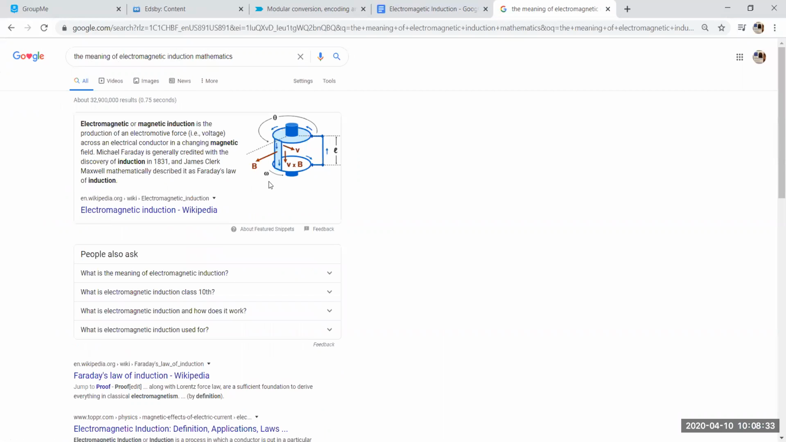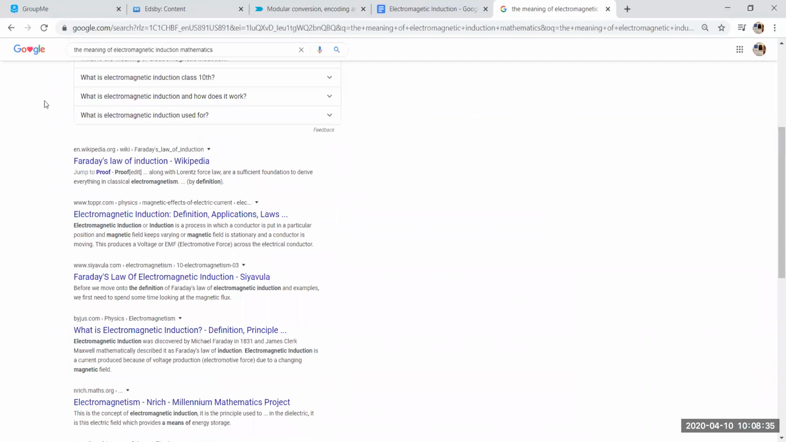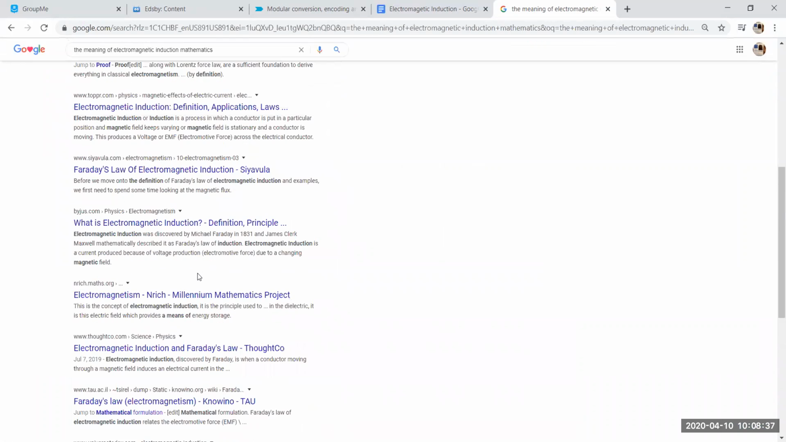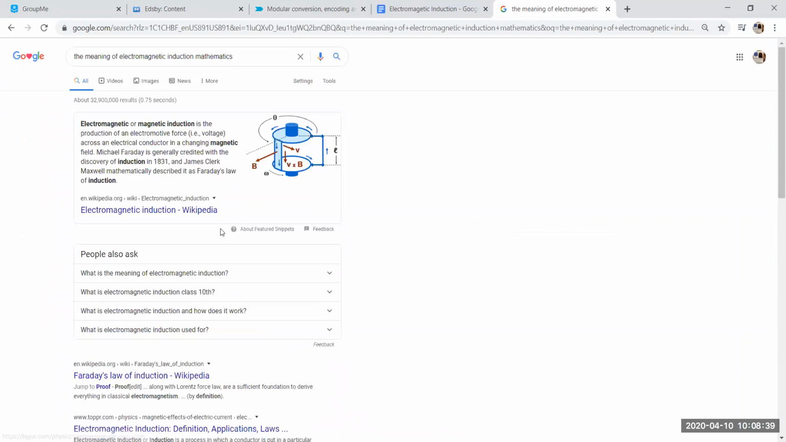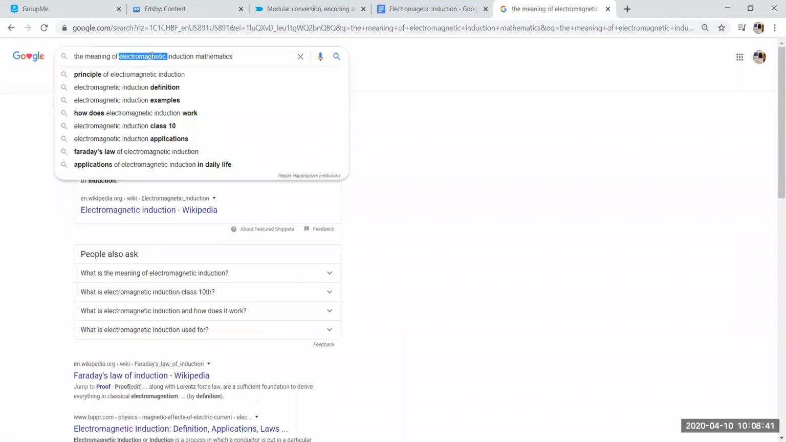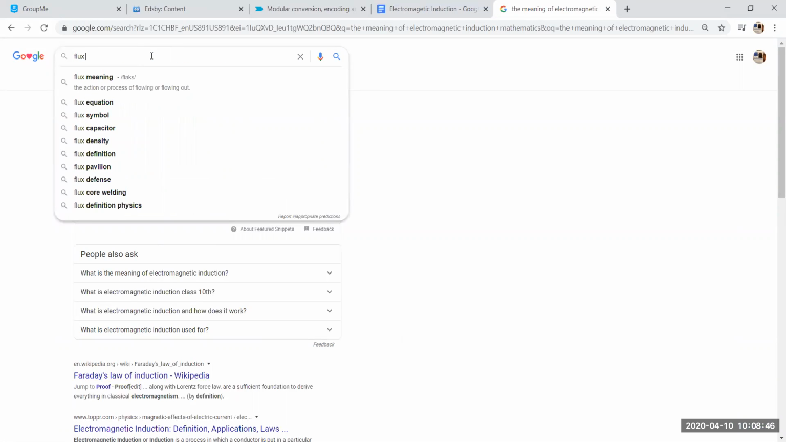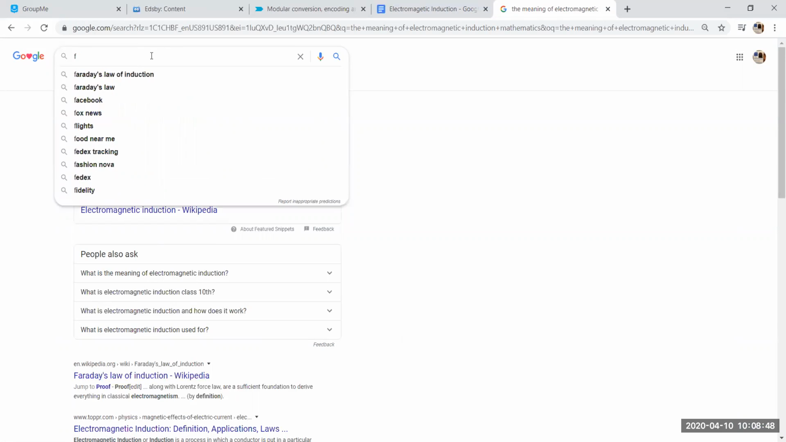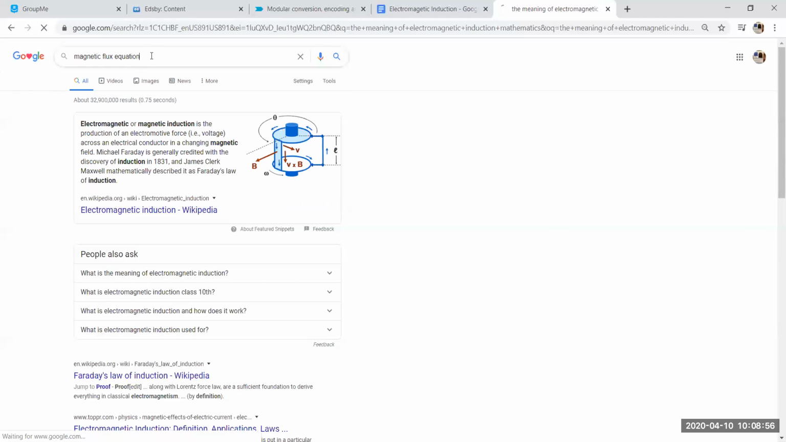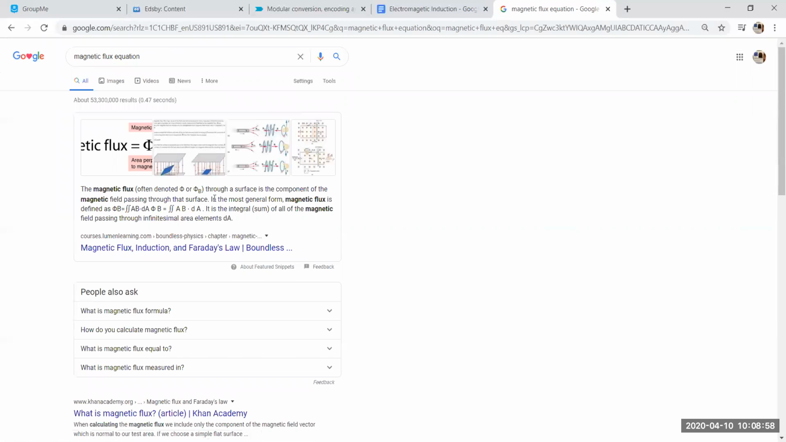Let's see what we got. See, this is good here too. But what does all that mean? So we talked about flux. Look that up. Maybe that's how I found it. Flux equation. I think it's magnetic. Here we go. Found it.